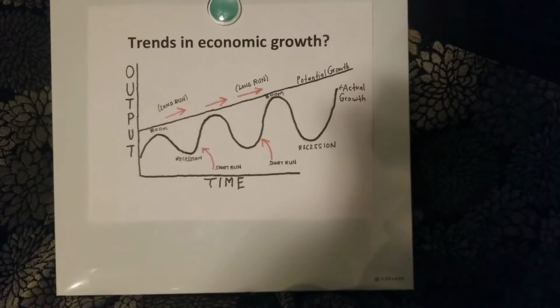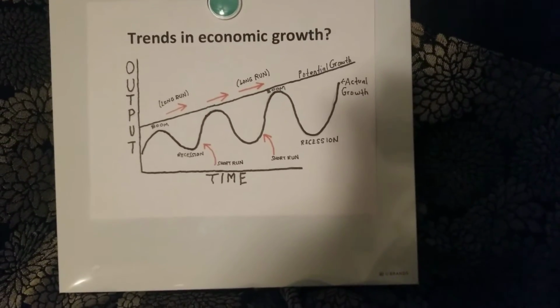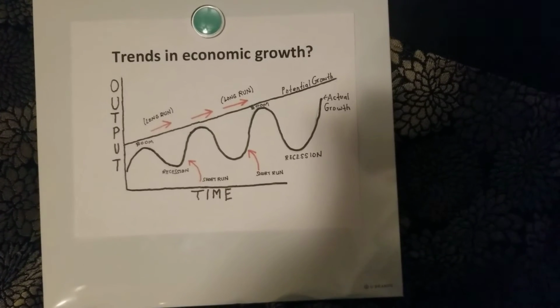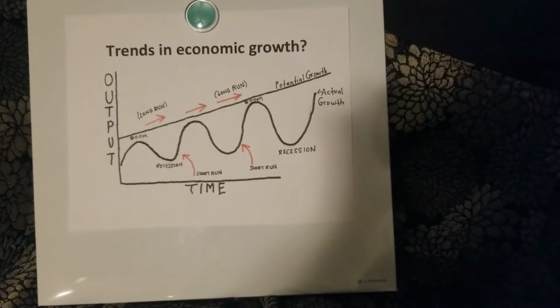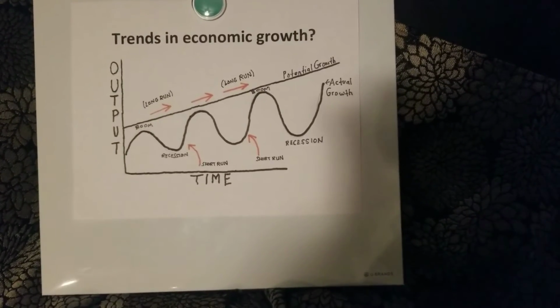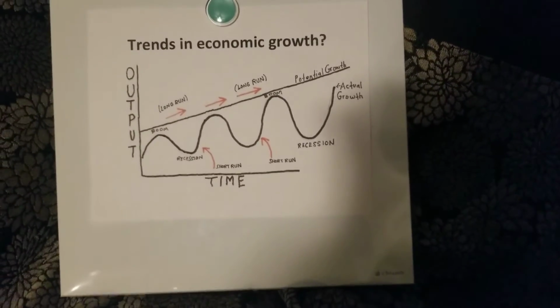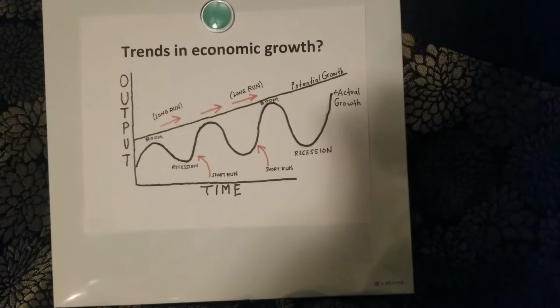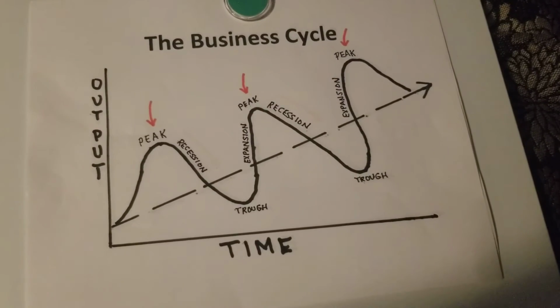In general, economic growth is a long-term upward trend. But in the short run, it experiences fluctuations that produce a wave-like pattern as shown. These patterns are called the phases of the business cycle. So let's take a look at these in more detail.